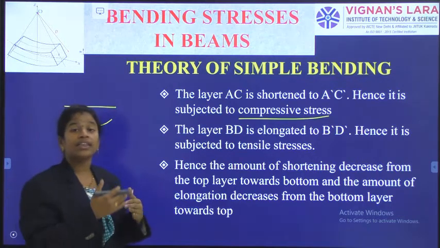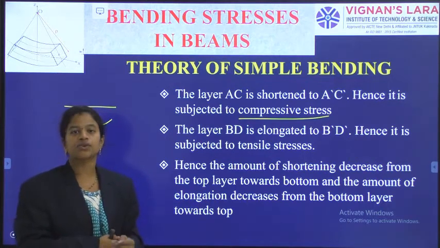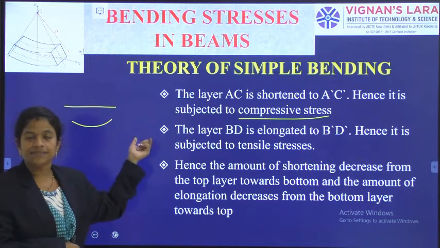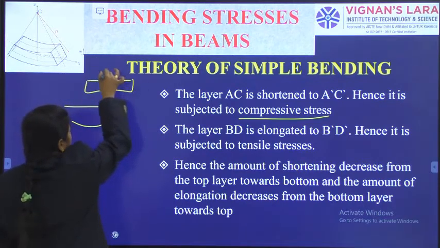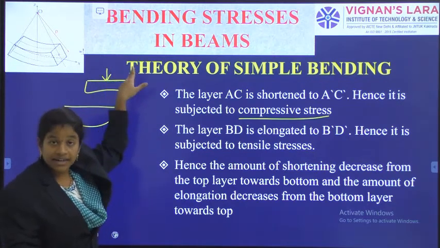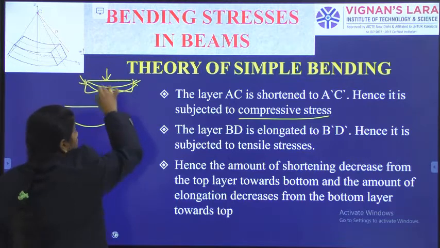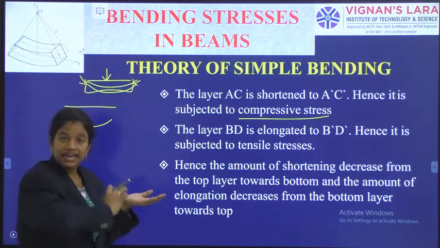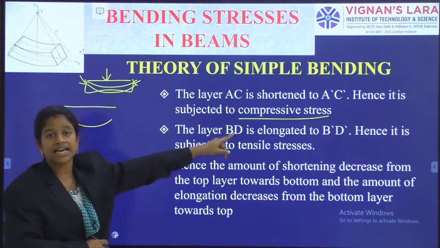When the length or dimension reduces, it is because we apply some compressive stress. So on this AC, there may be some application of compressive stress, even though I am applying load perpendicular to the axis, in this direction. But the members or layers are getting shortened. Why does this shortening happen? Some compressive stresses have been generated.